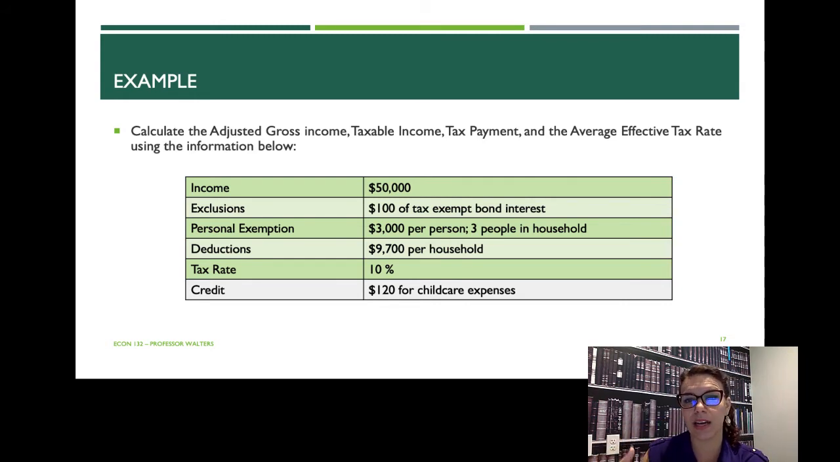Then we apply the tax rate. In this case, we're just going to apply a flat tax of 10%. And then you get a credit for childcare expenses. And so that would give you the total tax payment associated with this individual. And I'll show you how to do that in just a sec in another video.